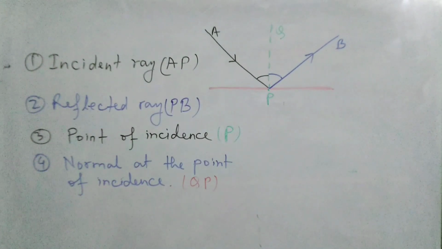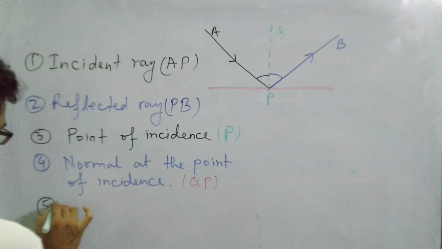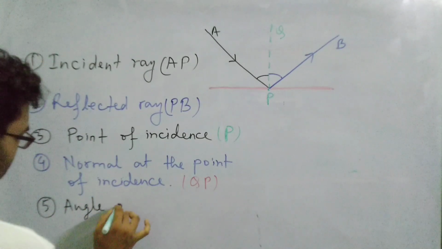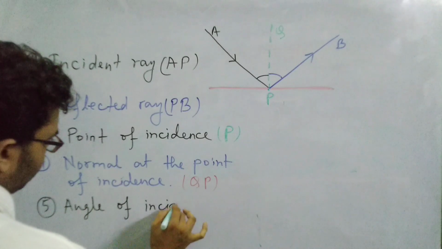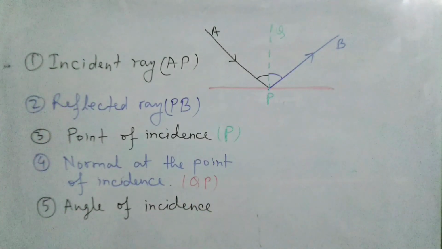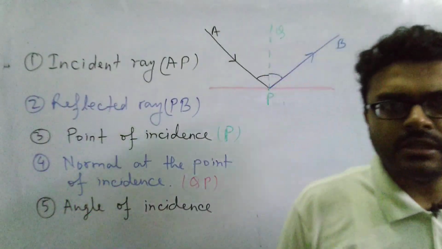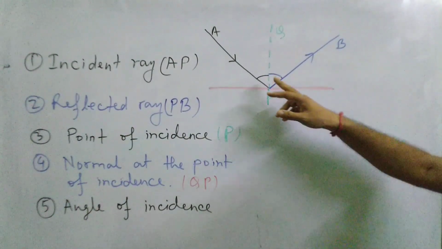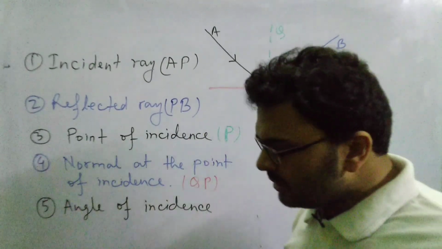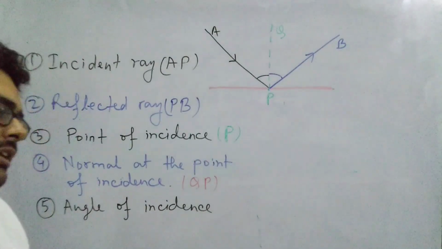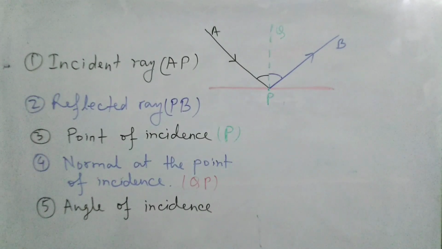Now the fifth point that comes is the angle of incidence. See, the incident ray is making a certain angle with the normal, the line QP. So the angle made by the line AP with the line QP can be regarded as the angle of incidence, marked by the black colored angle. How can I define the angle of incidence? The angle made by the incident ray with the normal is called the angle of incidence.